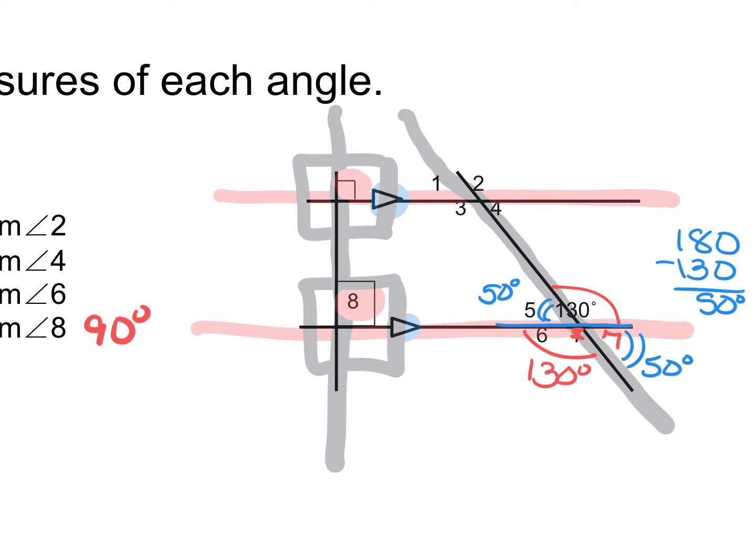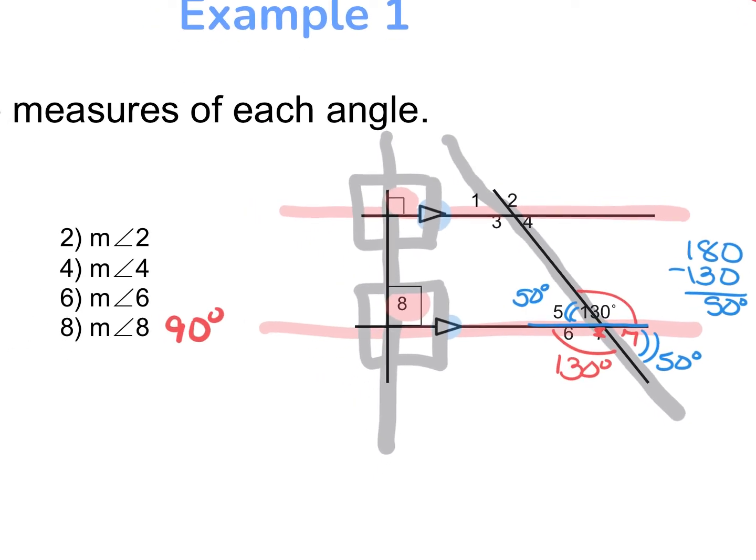Now, to connect it to angles 1, 2, 3, and 4, this is where I need to bring in chapter 3. So notice this is my interior portion. Let me go ahead and highlight it. So in between the 2 red lines, this is my interior part. So I can see that angle 3 and the 130 are alternate interior angles. So that would make angle 3 130 degrees.